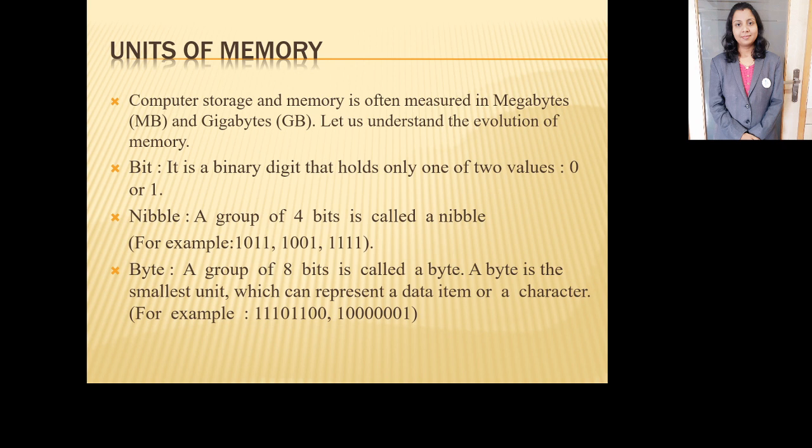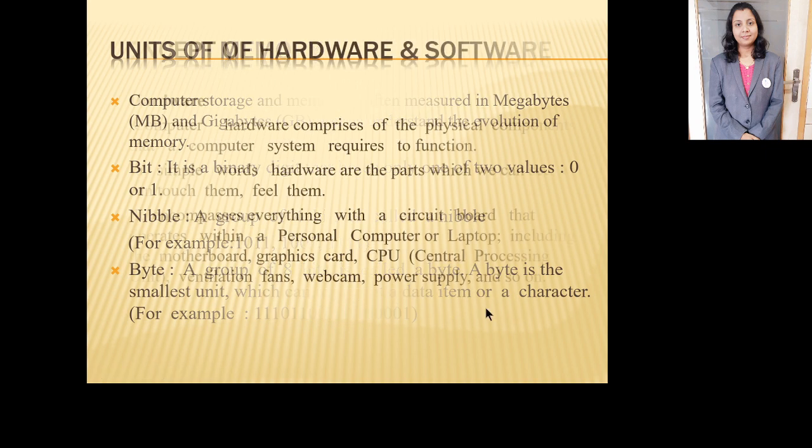Next is byte. A group of 8 bits is called a byte. When we grouped 4 bits, we got a nibble. When we group 8 bits, then we get 1 byte. A byte is the smallest unit which can represent a data item or a character. Now in the example you can see these are 8 bits. They hold only 0 or 1. So that is a binary digit, and when the 8 bits are grouped together, we get 1 byte. So these are the units of memory.